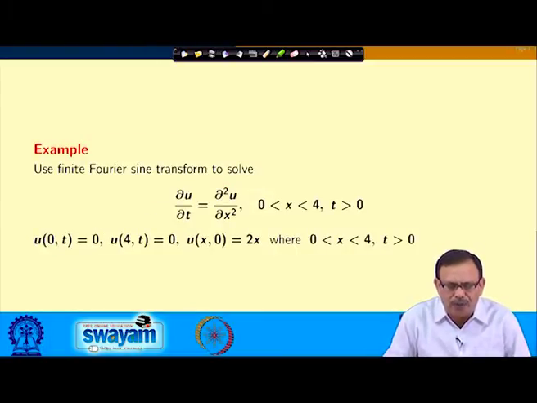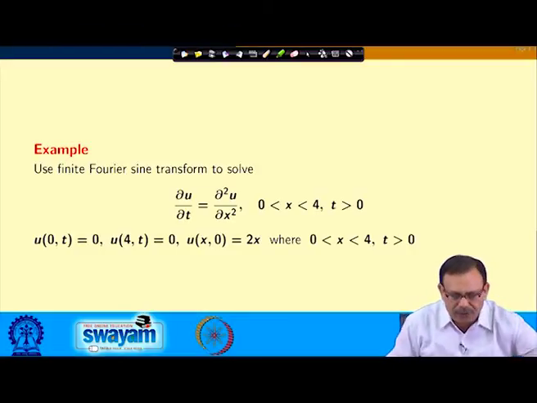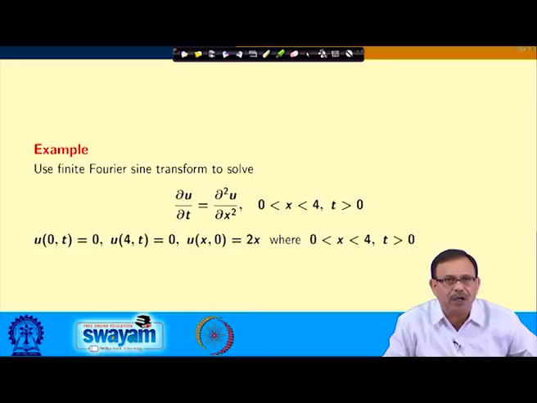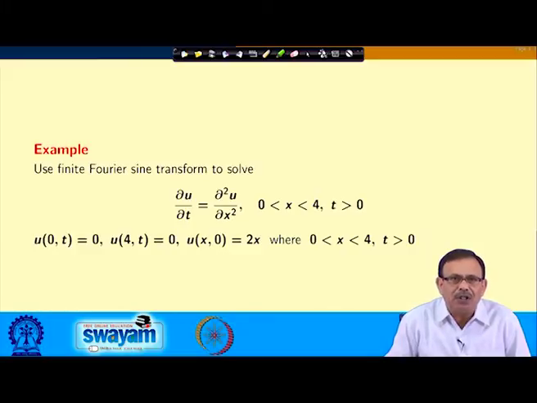I want to find the Fourier sine transform for the equation del u del t equals del 2 u del x square, where x lies between 0 to 4 and t greater than 0. It is given that u(0,t) equals 0, u(4,t) equals 0, and u(x,0) equals 2x, when x lies between 0 to 4 and t greater than 0. Here, firstly I cannot take the Fourier sine transform with respect to t, because t varies from 0 to infinity, whereas x varies from 0 to 4. So, I have to take it with respect to x.